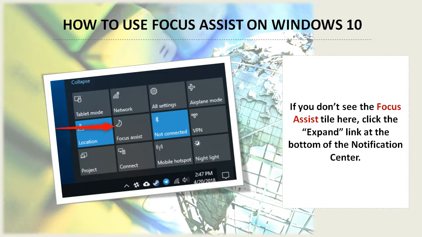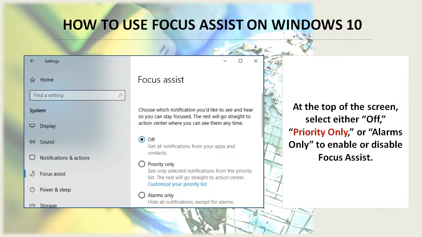You can also enable and disable Focus Assist from the Settings app. To find its settings, head to Settings, System and then to Focus Assist. At the top of the screen, select either Off, Priority Only, or Alarms Only to enable or disable Focus Assist.